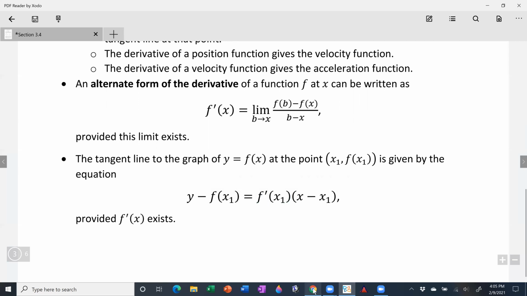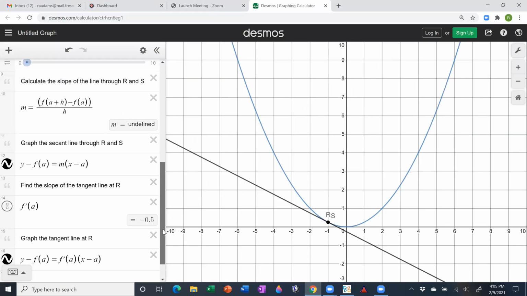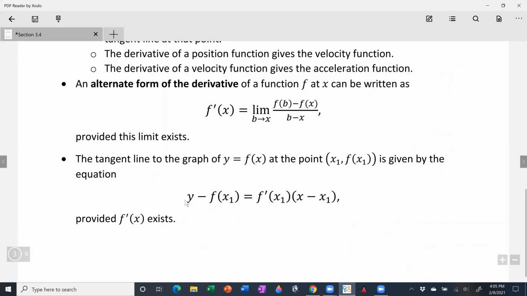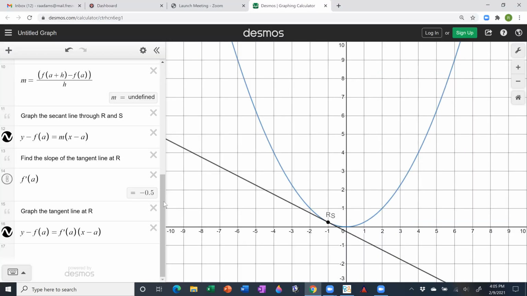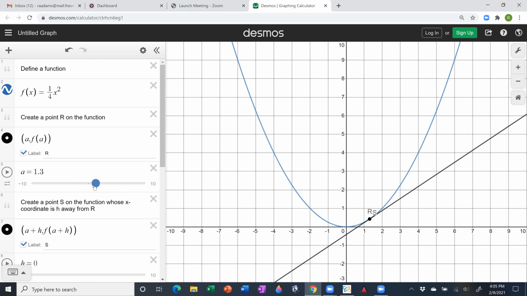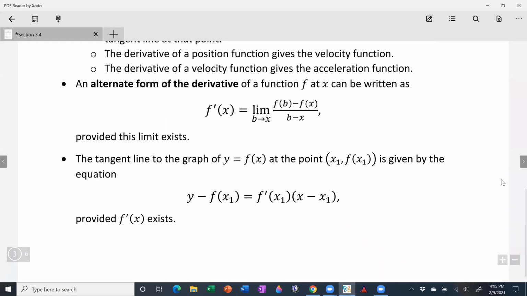If I go back to Desmos, look right here at the bottom. Here's that f prime of a notation that told us what the slope of the tangent line was. And then for the graph of the tangent line, I pretty much just used that: y minus f of a equals f prime of a times x minus a. That's why it's so easy to use Desmos to define all these functions, and then I can get my tangent line wherever I want. So, pretty awesome stuff.